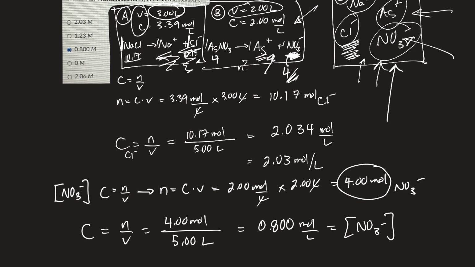All right, hopefully that helps you. It's sort of a tricky question, because you first have to figure out moles of whichever species they want you to. And once you have moles of that, then you can take that and divide it by the total volume, because they're dumping both those beakers into one.